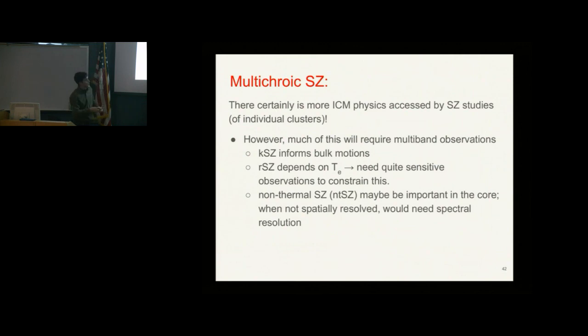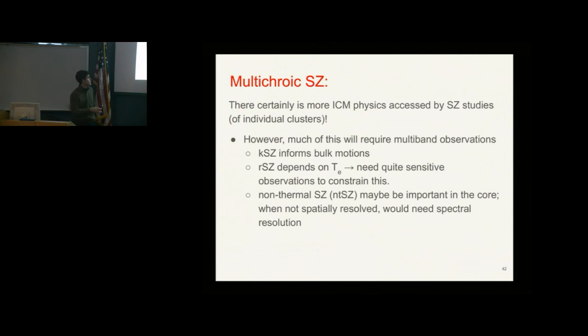And this informs bulk motions, be it within the cluster or the cluster as a whole. You also have relativistic SZ corrections, which are also going to be generally pretty faint, but it'd be nice to see a case where, for a high enough temperature and deep enough observations, we should actually be able to constrain the electron temperature just from SZ observations. There's also a non-thermal SZ that touches a bit on those X-ray cavities.